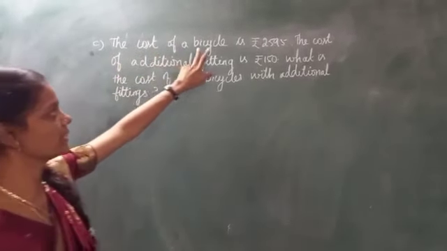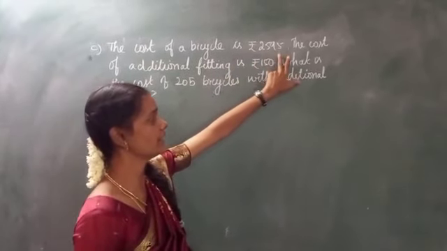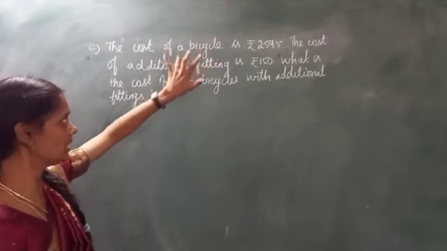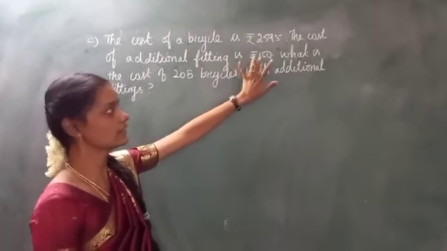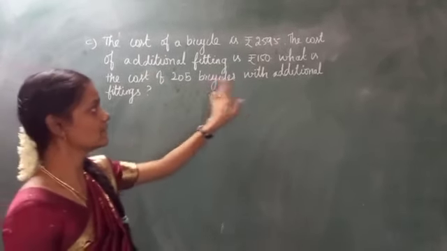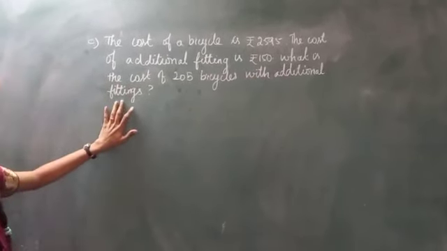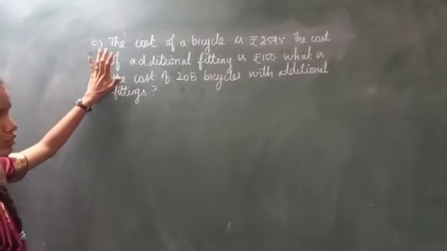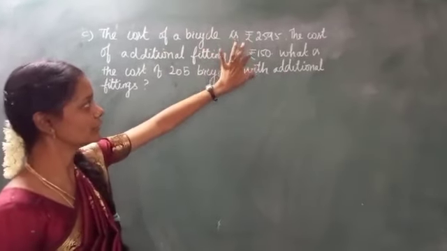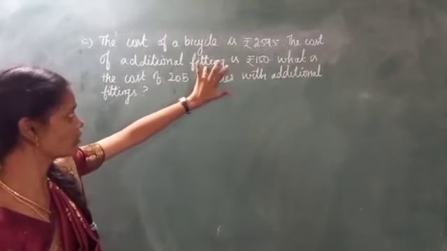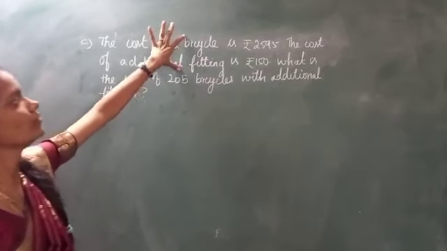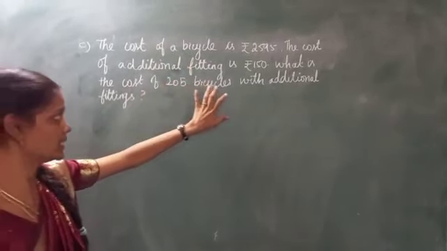Question number C. The cost of a bicycle is 2,595. The cost of additional fitting on the bicycle is 150. What is the cost of 205 bicycles with additional fittings? First, we do not yet know the full cost of a bicycle, because the bicycle's cost and the additional fitting's cost are separate. So first we are going to find the overall cost of a bicycle. Once we find the total cost, then we are going to find the cost of 205 bicycles.